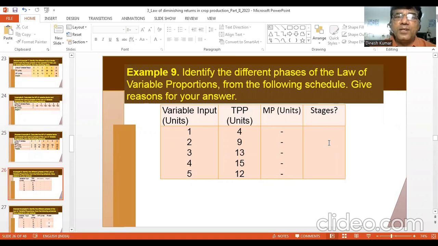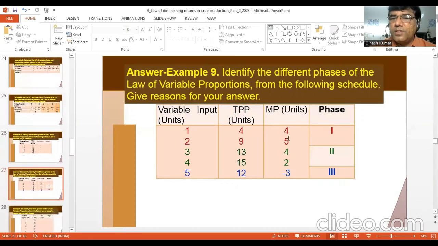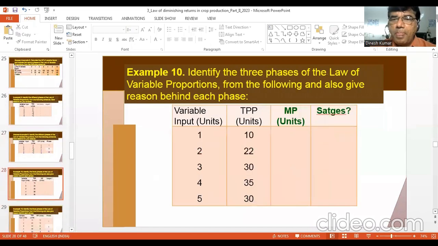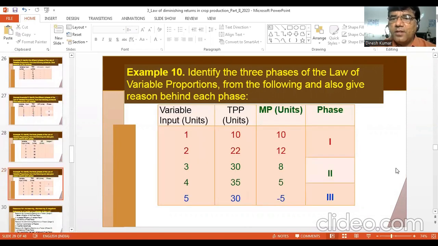Stage 1, stage 2, and stage 3. This is how you can write it, 1, 2, 3. So this is your solution. In the last column, you need to give the solution. Similarly, you can work out the MP and stages. So this is how you can do it. So is it okay? You can calculate the MP from TP, and then also the average product, and you need to identify three different stages. Sometimes numericals like this come in your exams.